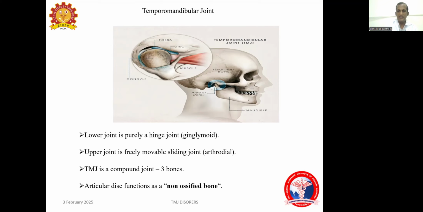When you see the bony compartments of this temporomandibular joint, it involves three bones: the articular eminence, the condyle of the mandible, and the glenoid fossa. These three bones principally form the temporomandibular joint.